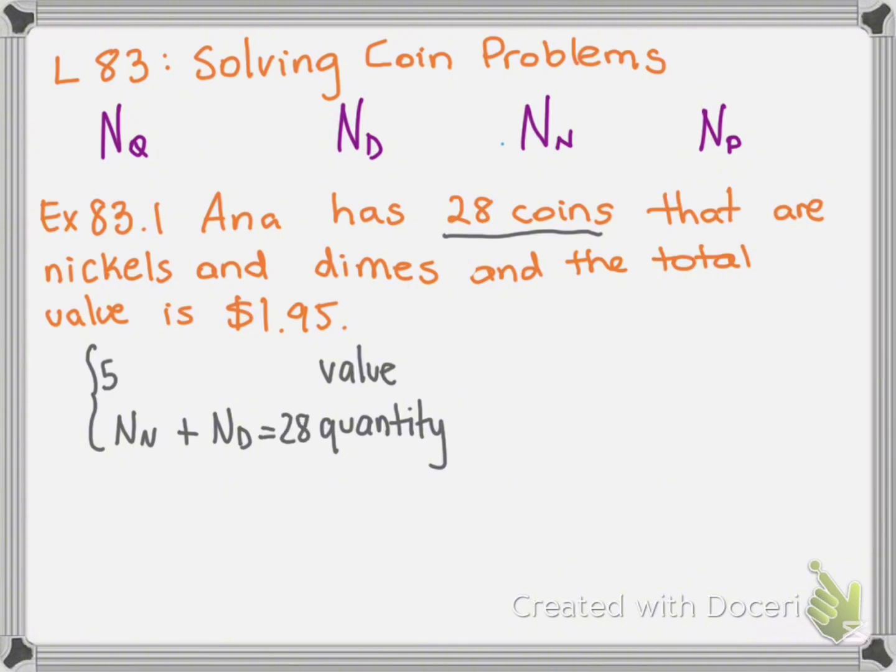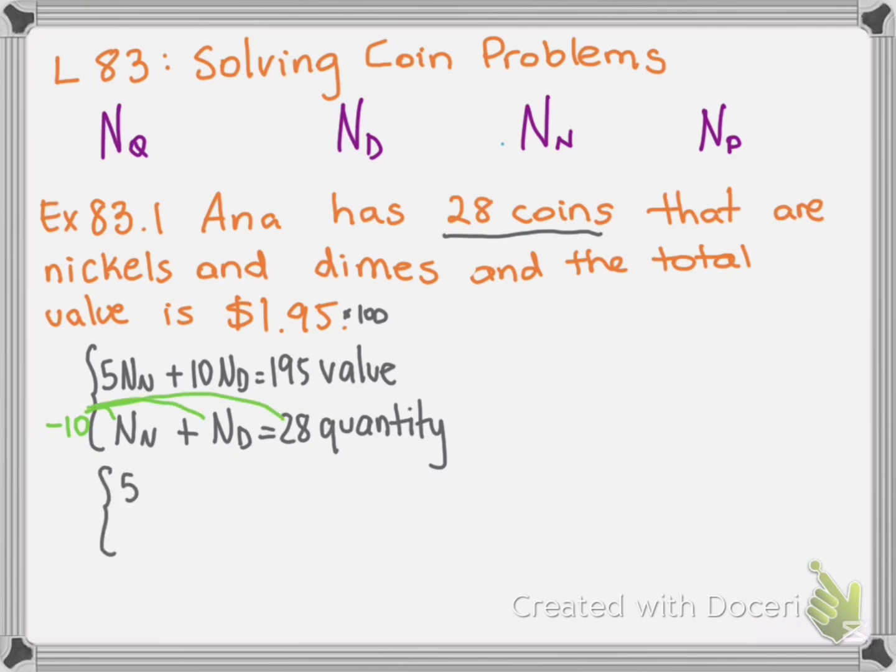Now for the value, what we have to do is write the value of the coin. So nickels are 5 cents, so we put 5 NN. And dimes are 10 cents, so we put 10 ND. And the $1.95, we have to write it in cents, so we're going to write 195 cents. All we have to do is multiply times 100. Now, in this case, we can do elimination or substitution. I like elimination better, so we're going to multiply here times -10. And remember, you have to multiply each one of them.